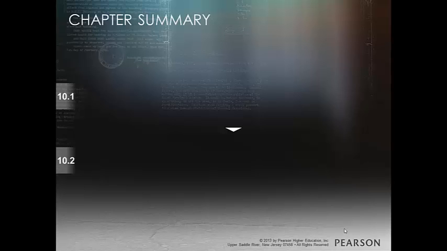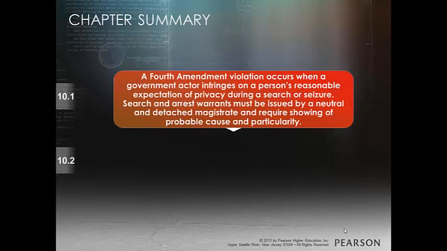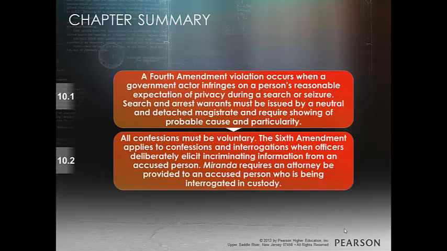Okay, to summarize this chapter, a Fourth Amendment violation occurs when the government actor infringes on a person's reasonable expectation of privacy during a search or seizure. Search and arrest warrants must be issued by a neutral and detached magistrate or judge and require showing of probable cause and particularity. All confessions must be voluntary. The Sixth Amendment applies to confessions and interrogations when officers deliberately elicit incriminating information from an accused person. Miranda requires an attorney to be provided to an accused person who is being interrogated in custody.